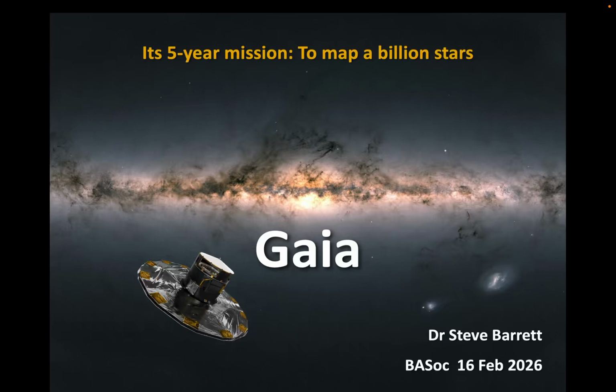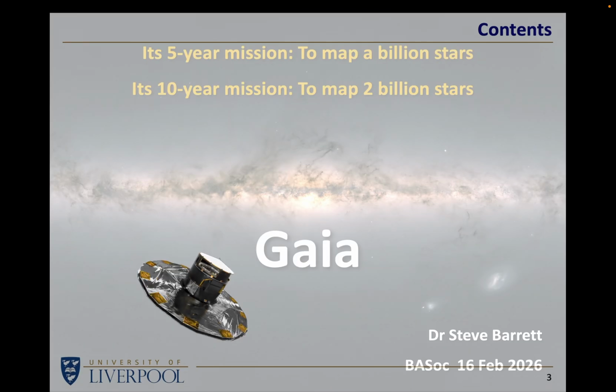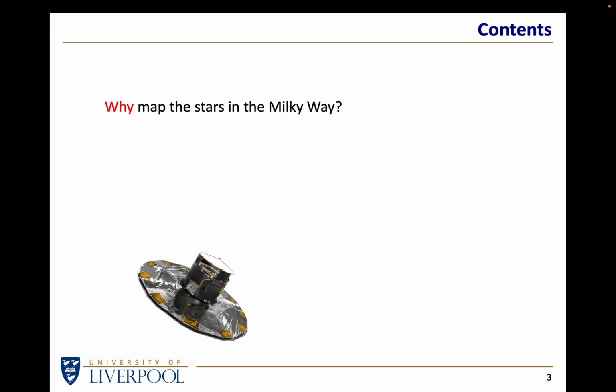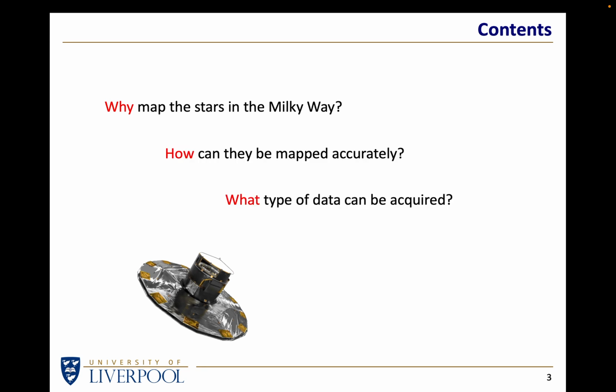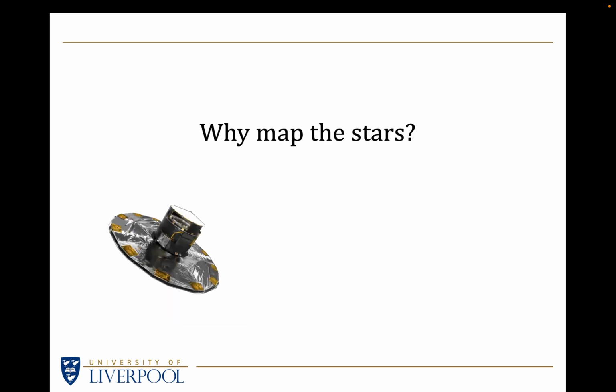Yes, this is Gaia. As you can see from the top there, it had a 5-year mission to map 1 billion stars. It did that so well, they changed its mission to a 10-year mission to map 2 billion stars. So what I'm talking about this evening is why we want to map the Milky Way, how you can map the stars in the Milky Way, what type of data you can get, and what, at the end of the day, we learn from all of the data that Gaia is producing.